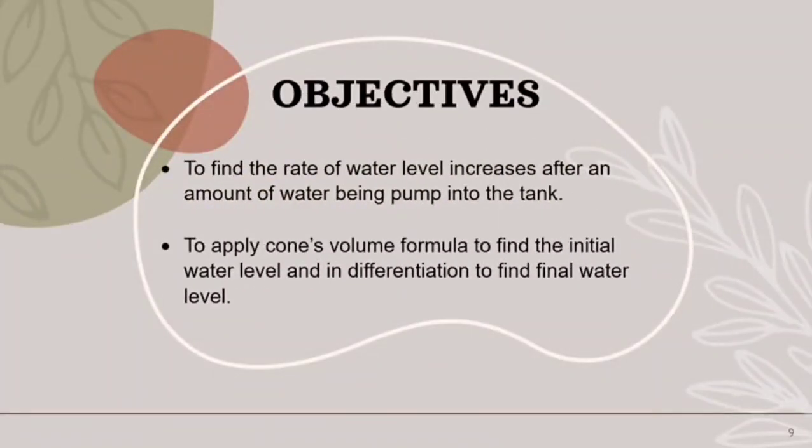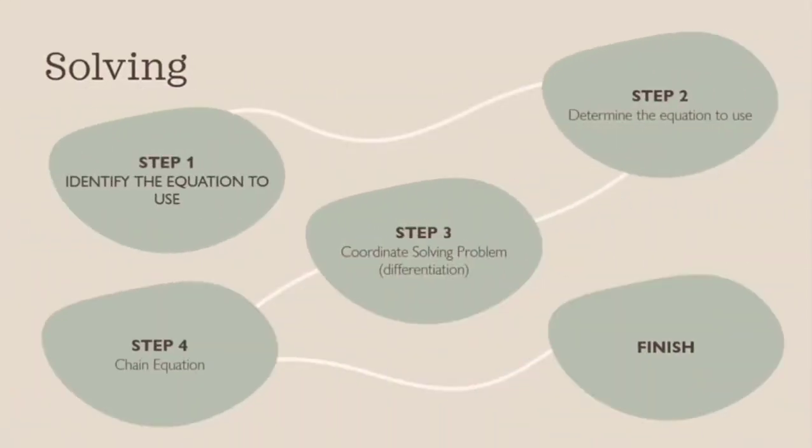The objective of this problem solving is to find the rate at which the water level increases after the tank is being pumped with an amount of water. Secondly, we apply the cone's volume formula and differentiate it. To solve this question, first, we must identify the information given. Second, determine the equation to use. Third, coordinate solving the problem by using differentiation. And lastly, use the chain rule to get the final answer.